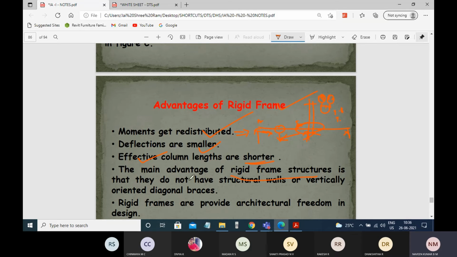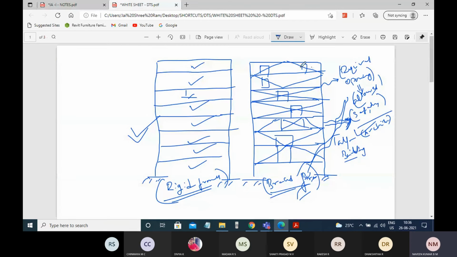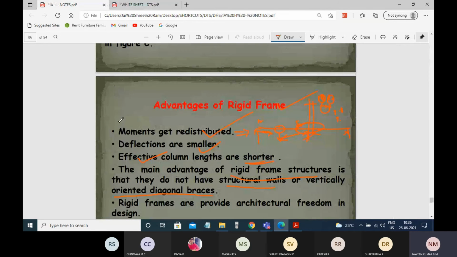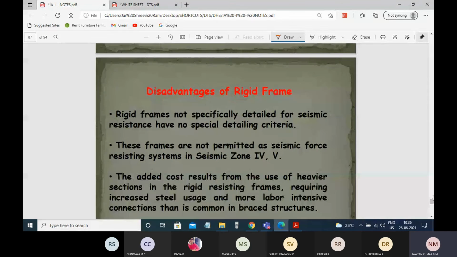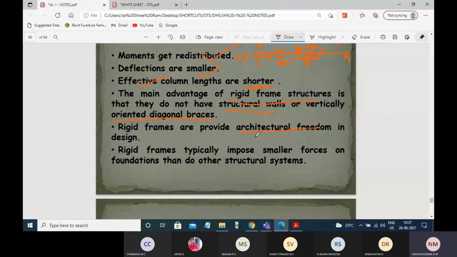The main advantage here of the structural system is that they do not have any structural walls or vertically oriented diagonal bracings. As I mentioned previously, in this case you will not find any kind of obstructions for the opening, and you will not find any structural walls or concrete walls in the structural system. So rigid frames provide architectural freedom. Okay, the same points whatever I have discussed previously, they have discussed here also. The rigid frames have given flexibility for architectural freedom.